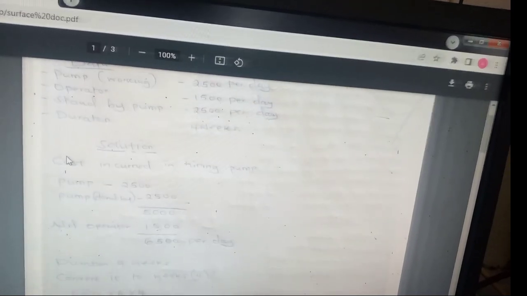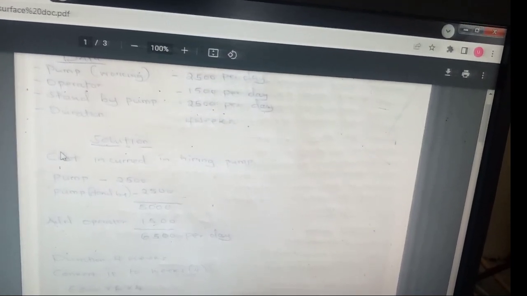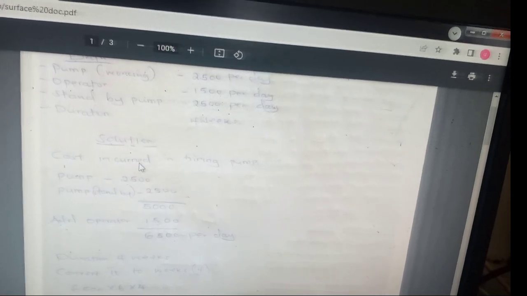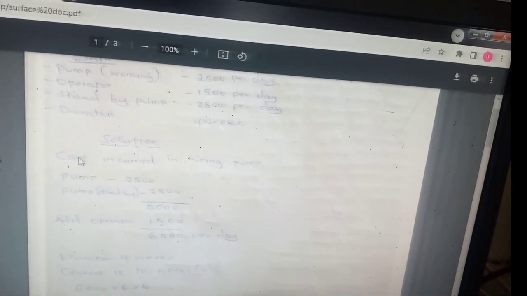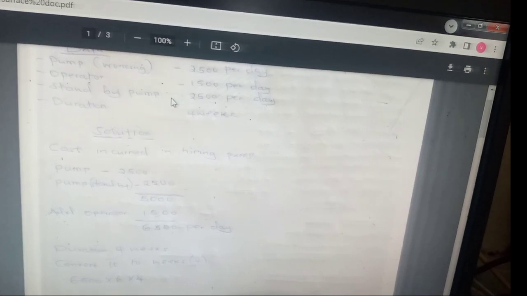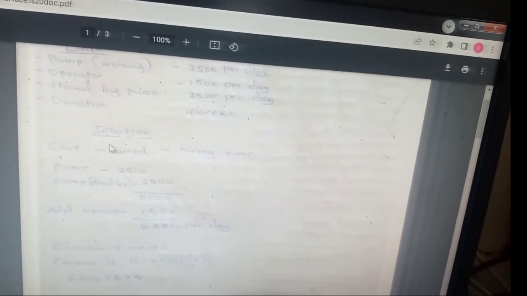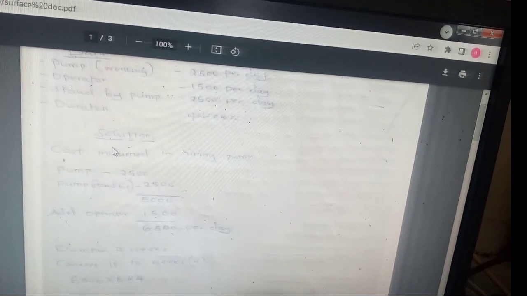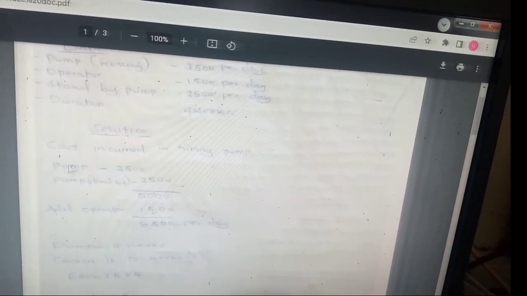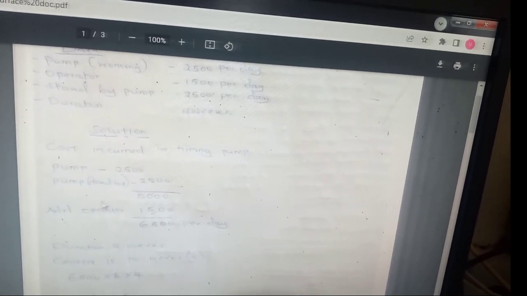So then we start with the cost incurred for hiring the pump. The pump we've been given in the data is 2,500 per day. Then we have a standby pump. The purpose of the standby pump is that when the working pump runs in default, you may replace it so that the work does not stand. So you add the cost of the pump, which is 2,500, plus the standby pump 2,500, that is 5,000.